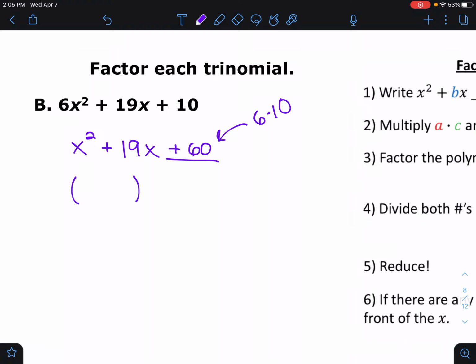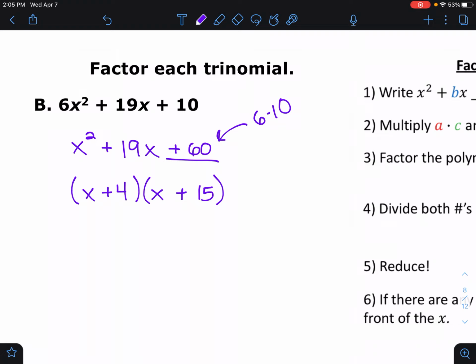Now I'm going to factor this in the regular way, right? So what are two numbers that multiply to be 60 but add up to be 19? Well, you can make a table if you want, but you will eventually get there. It'd be 4 and 15. 4 times 15 is 60. 4 plus 15 is 19.